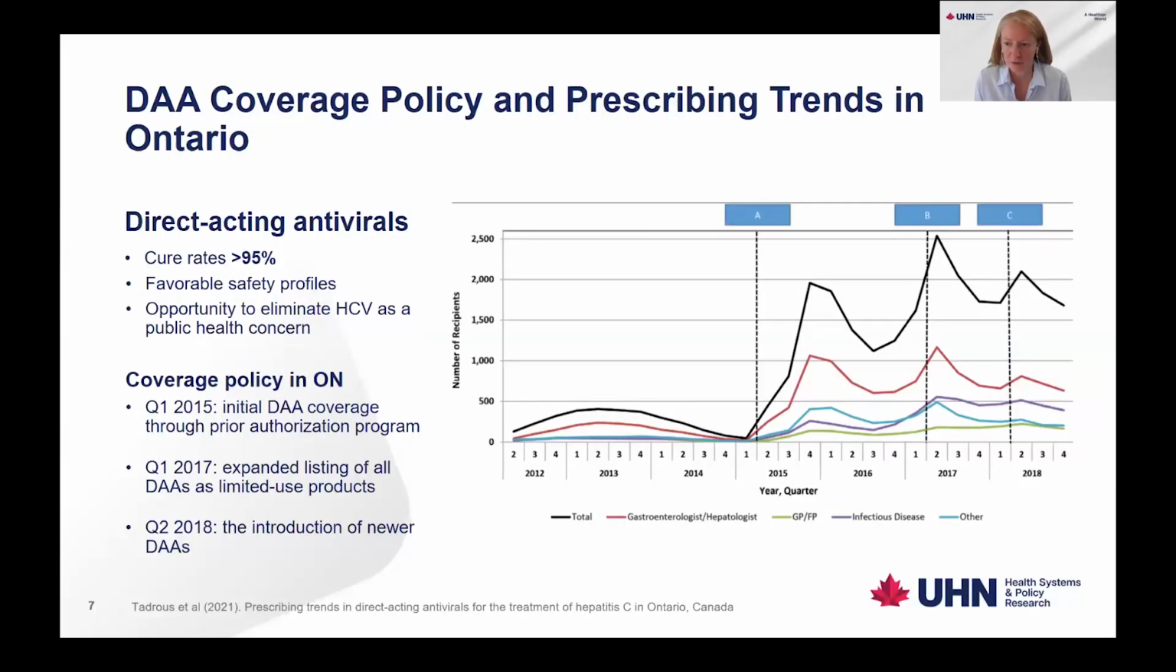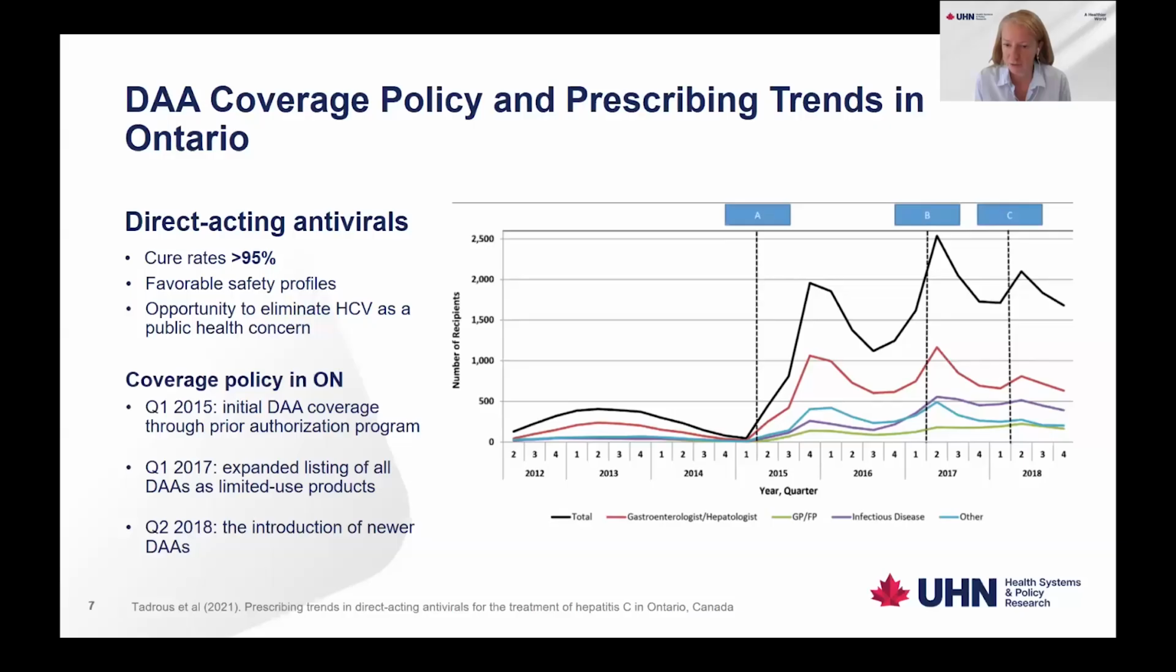Here is an overview of the DAAs, or direct acting antivirals, which were a relatively new treatment. They've been around for a while now. They have substantial cure rates of 95%. They also have more favorable safety profiles compared to the older drugs. And so with direct acting antivirals, there is an opportunity to eliminate hepatitis C as a public health concern.